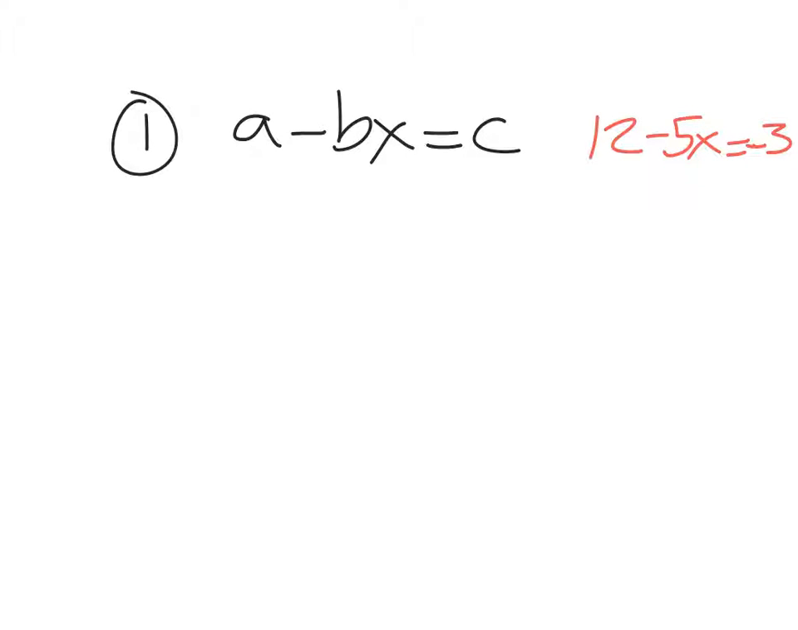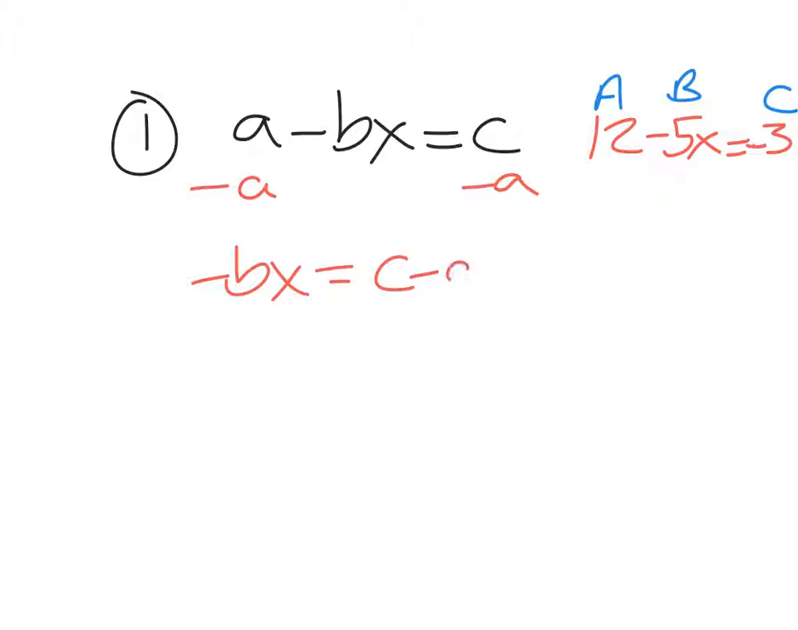So you see that these are already here. This is A, this is B, and this is C. But for the beginning, let's solve the original equation. So to get x by itself, I'm going to subtract the A. So I have negative bx equals c minus A. Now how do I get the x by itself? Divide by negative b.